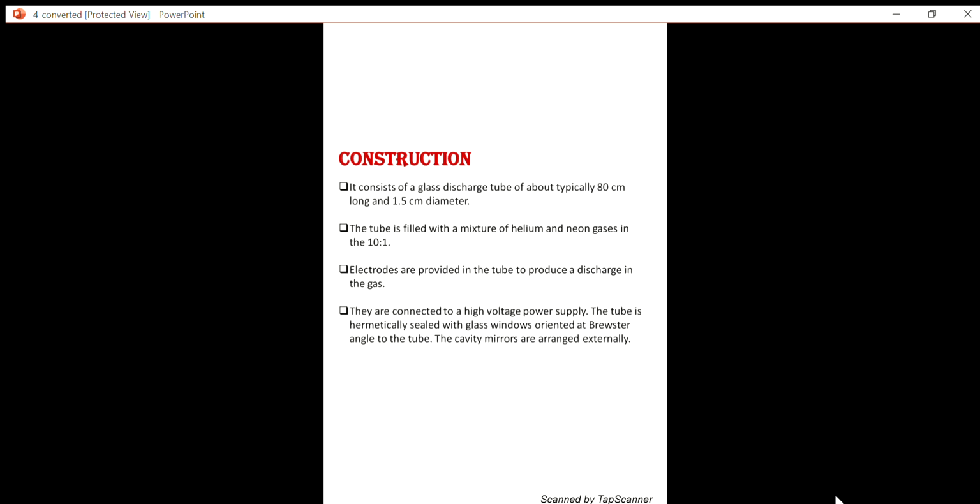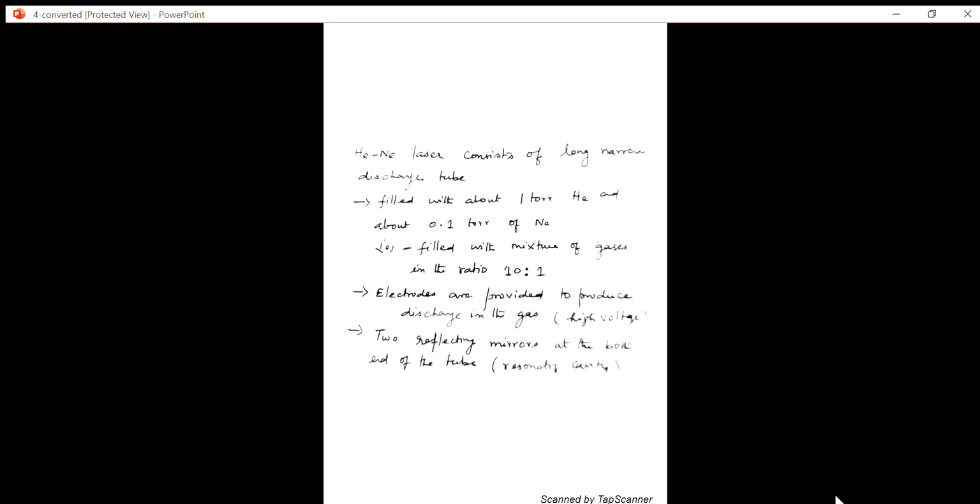The tube is hermetically sealed with glass windows oriented at Brewster angle to the tube. The cavity mirrors are arranged externally. The helium-neon laser consists of a long narrow discharge tube filled with about 1 torr of helium and about 0.1 torr of neon.